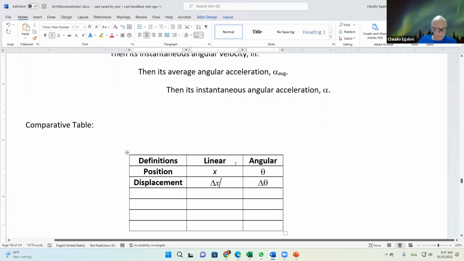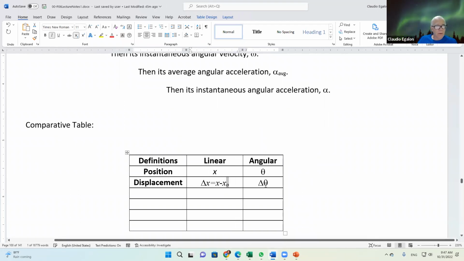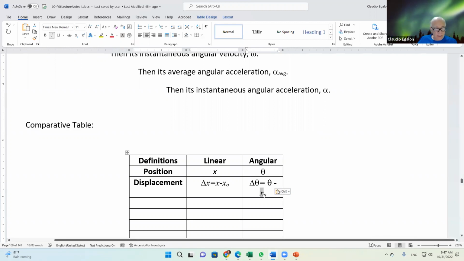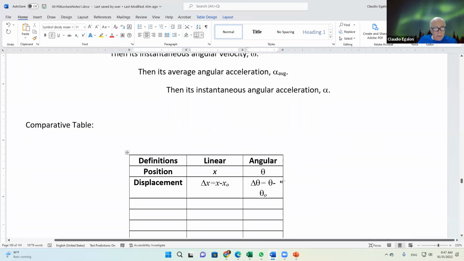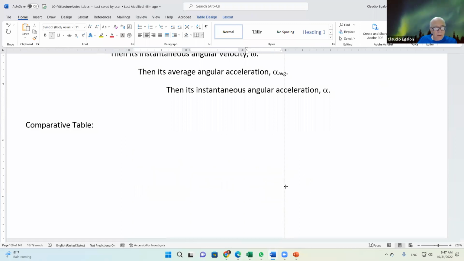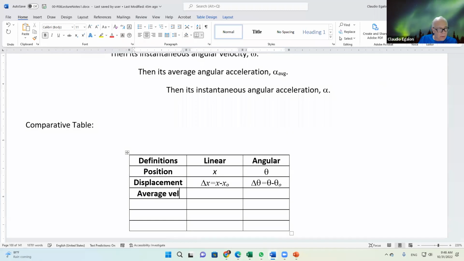Okay, and you know, if this is X minus X naught, this one is going to be theta minus theta naught. Stretch it a little bit. Simple enough, right? Displacement, then average velocity. Linear is going to be what?